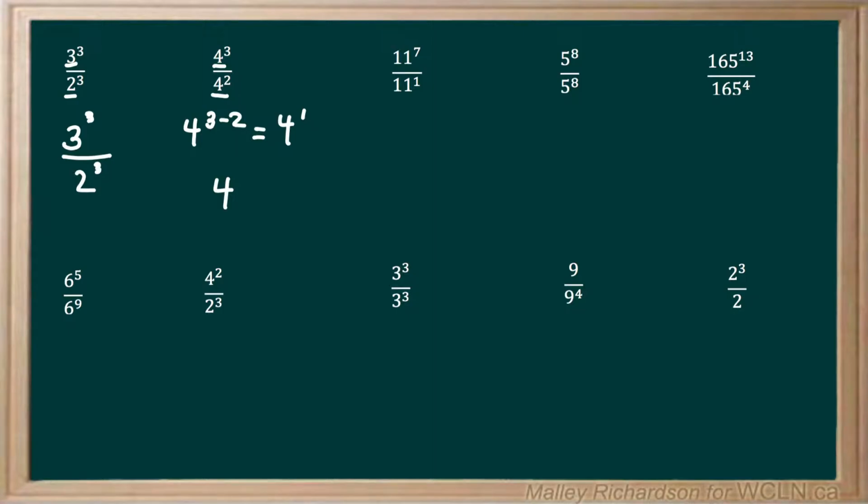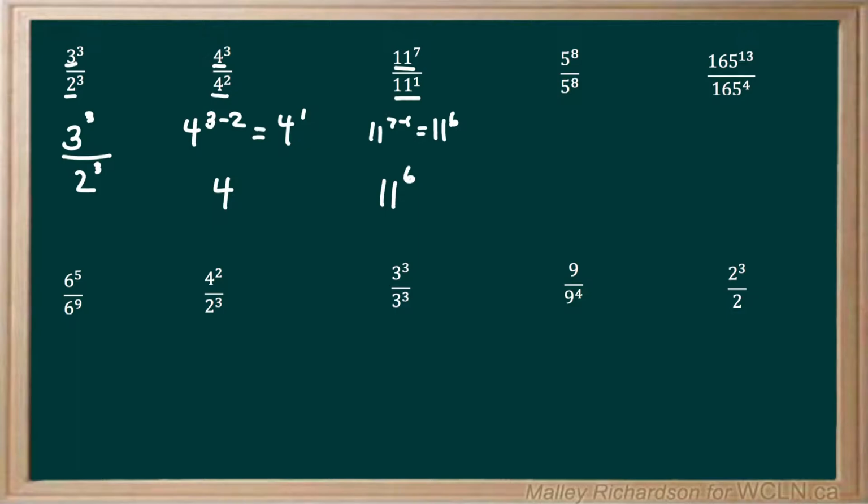Now we have 11 to the power of 7 over 11 to the power of 1. They both have the same base of 11, so we can subtract the exponents of 7 minus 1 to give us 11 to the power of 6. So our final answer is 11 to the power of 6.